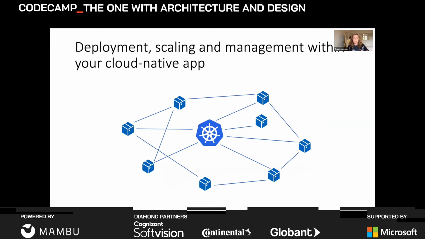So Kubernetes allows us to automate the deployment, scaling, and management of the various different containers that make up our application. Kubernetes is also known as K8s, if you know it by that name, and it's an open source system for automating that deployment, scaling, and management.